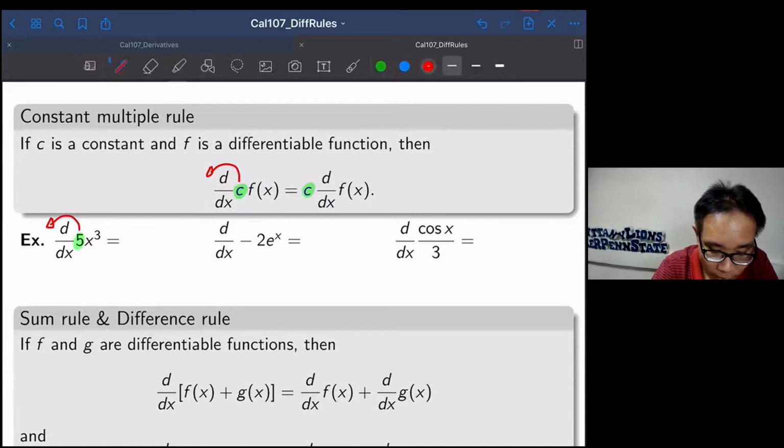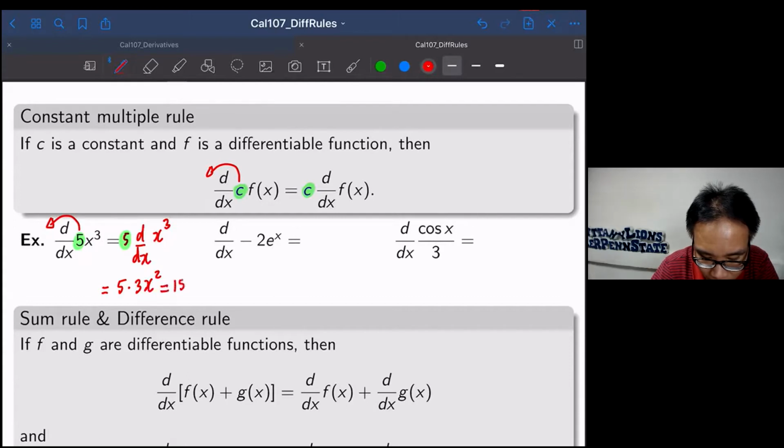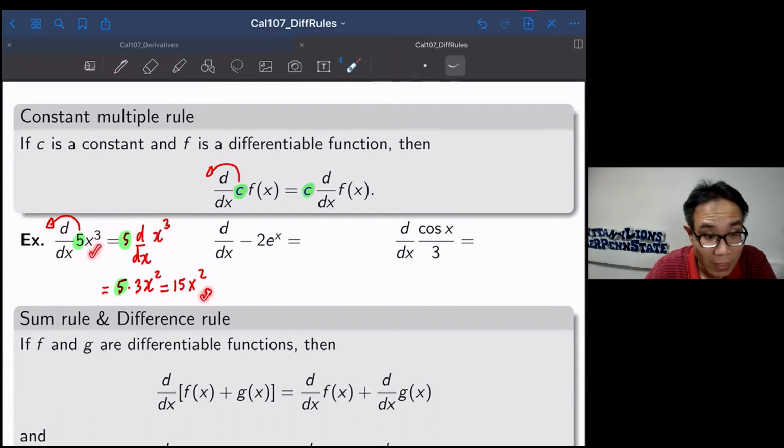So you move 5 outside, and you get d/dx of x to the third. In this case, you will get 5 times 3x squared, or you may multiply this to be 15x squared. I do this one step by step for you. However, I expect you to be able to go from here to 15x squared automatically. You just multiply 3 with 5 and get the answer quickly.